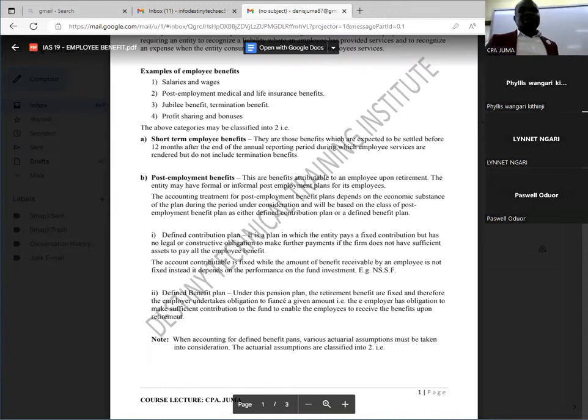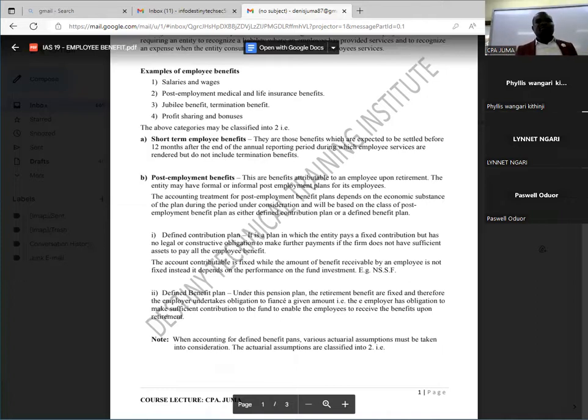The above categories may be classified into two: short-term employee benefits and post-employment benefits. Short-term are those benefits which are expected to be settled before 12 months after the end of the annual reporting period during which employee services were rendered, but do not include the termination benefits. These are your salaries and the rest.